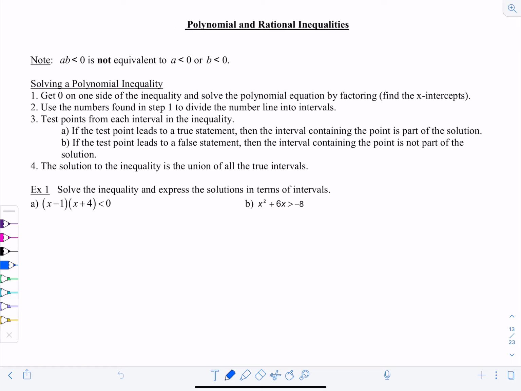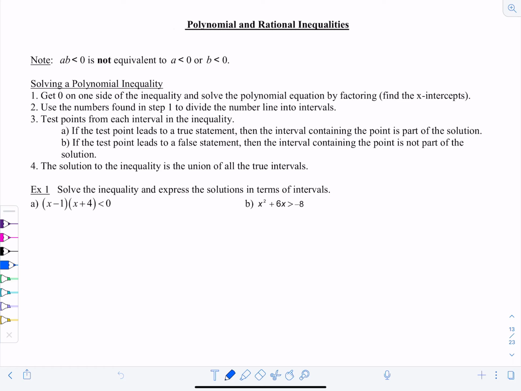This is Precalculus video lecture number 17 on polynomial and rational inequalities. In this lesson, we're going to look at how to solve polynomial inequalities. And just keep in mind, inequalities are more temperamental to deal with than solving typical equations.